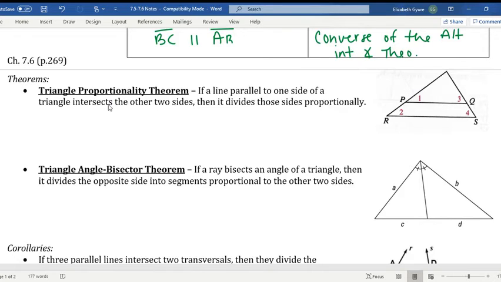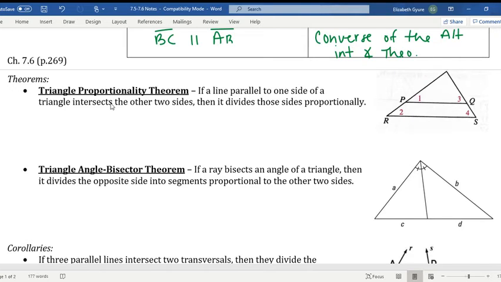If you're looking at the textbook, there's this little part that defines divided proportionally. I didn't think we needed to define that. I think that if things are divided proportionally, guess what? They are split up proportionally. That's what that means. So I didn't think that was something we needed to formally define.